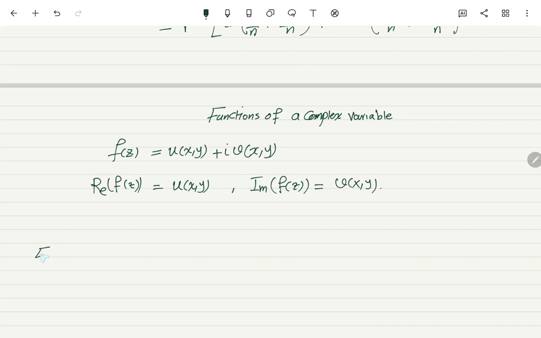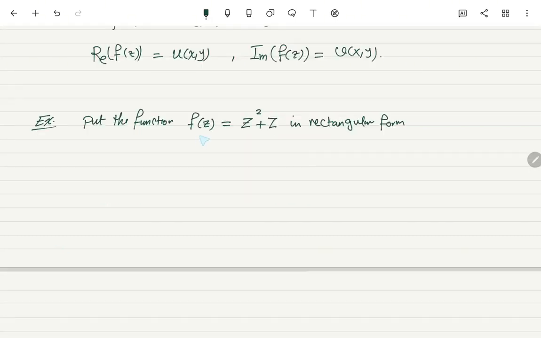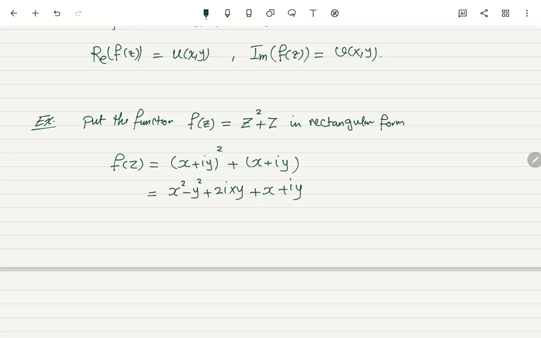Example: put the function f(z) equal to z squared plus z in rectangular form. Now to solve this one, f(z) equals (x plus iy) squared plus (x plus iy). Now in this one, x squared minus y squared plus 2i xy plus x plus iy.